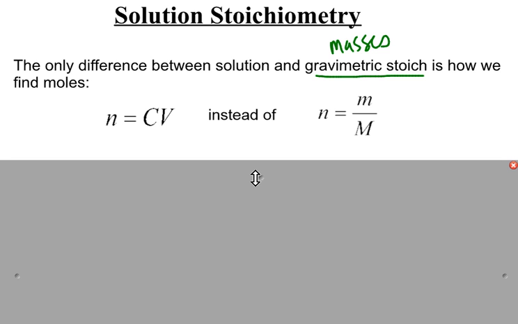So if you look, we have to use that moles is C times V, so concentration times volume, instead of using our moles of mass divided by the molar mass. So as long as we know how to calculate moles, given a concentration and a volume, everything else is actually the same, and it should be pretty straightforward.